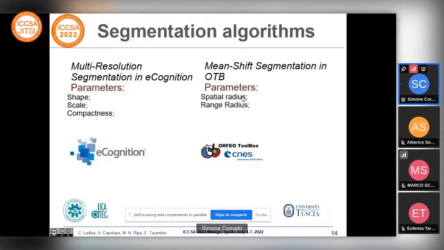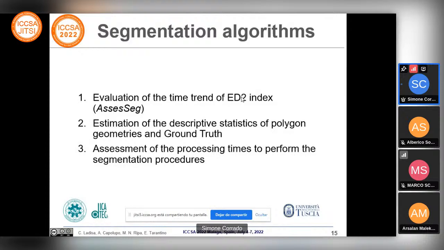The parameters of the mean-shift segmentation in OTB are spatial radius and range radius. The spatial radius is the average of the number of pixels of each object segmented, and the range radius is the maximum difference between the two borderline pixels. So the procedure of the segmentation was the evaluation of the time trend of the AD2 index, and then the estimation of the descriptive statistics of polygon geometries and ground truth, and lastly the assessment of the processing times to perform the segmentation procedures.